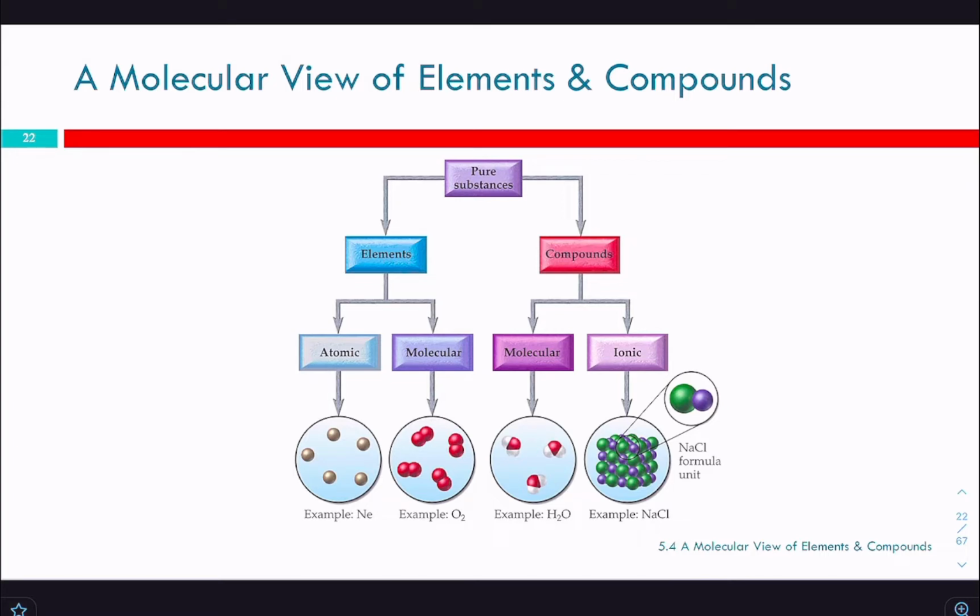So now we're going to talk about, first, atomic and molecular elements. So again, just a single type of atom. And then we're going to talk after that about molecular and ionic compounds. So two different ways that different types of atoms bind together.